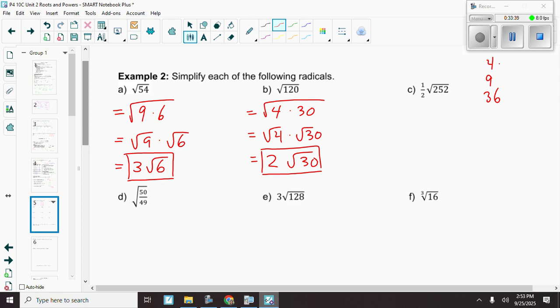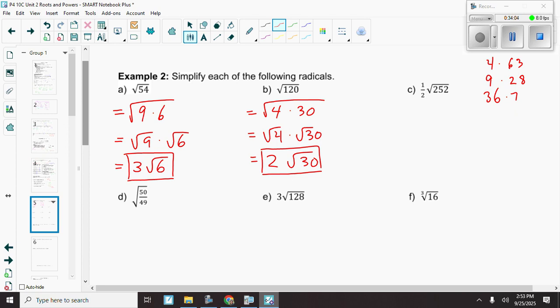Let me just write this down. 9 was 28. 4 was 63. Again, as you become familiar with these, if I had chosen 4 and 63, I know that 9 is a factor of 63. So I know I didn't go high enough.